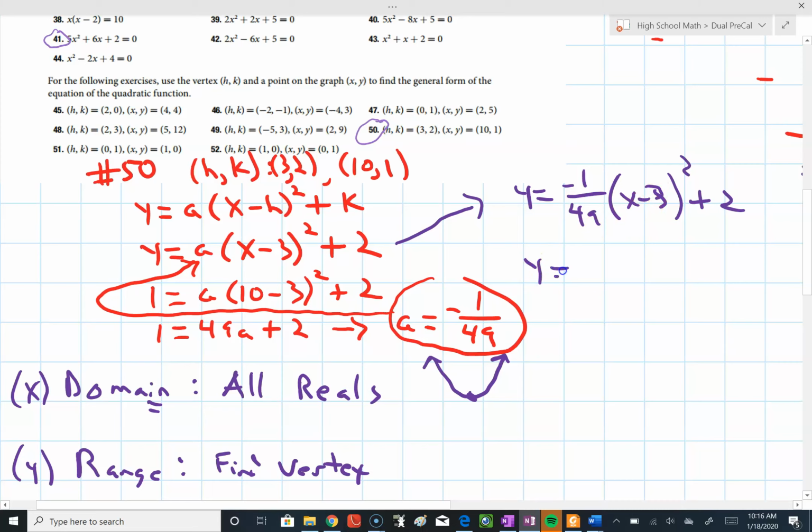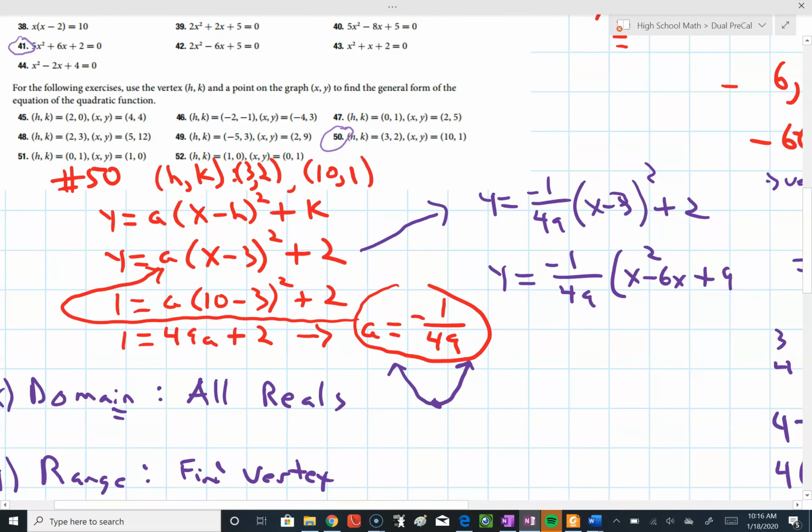Keep in mind what we've been doing with that box number, and you can quickly do this. It's going to be the first one squared, the last one squared, and the middle number is twice this thing, minus 6x. Notice if you take half of minus 6, that is 3, and 3 squared is 9. We've just undone the box business. Plus 2. Could distribute the negative 1 over 49.